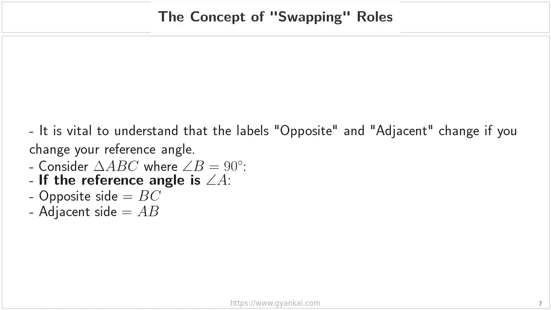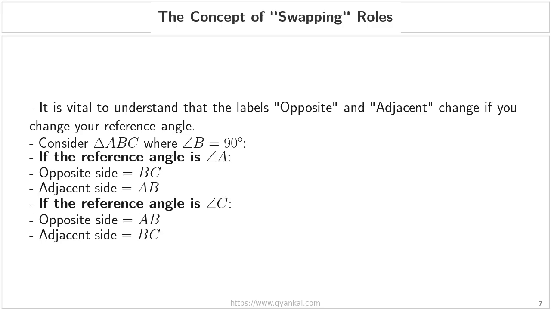First, let's go back to what we practiced in the previous slides. If we decide that our reference angle is angle A, then, as we've already identified, the opposite side is side BC, and the adjacent side is side AB. But here is the twist. What happens if we shift our focus? If we choose angle C to be our new reference angle, the roles swap. Now, the opposite side becomes side AB, and the adjacent side becomes side BC.